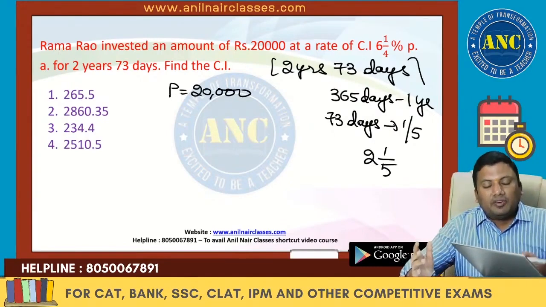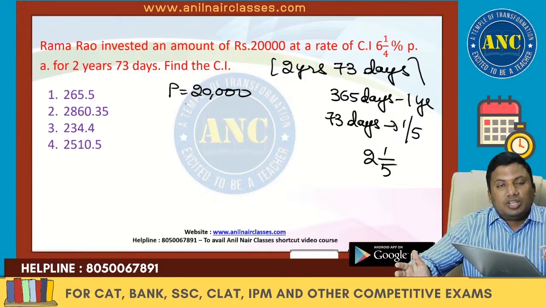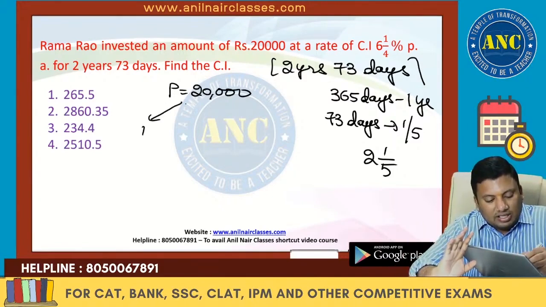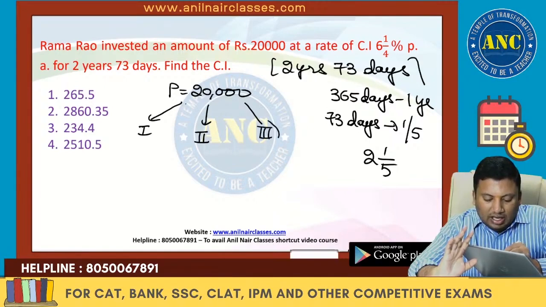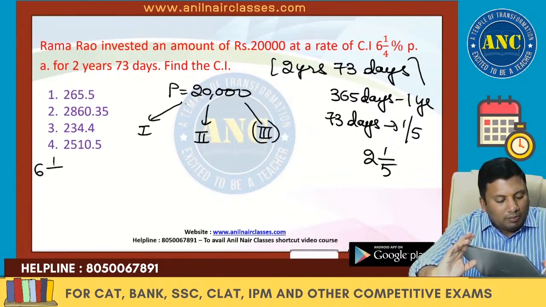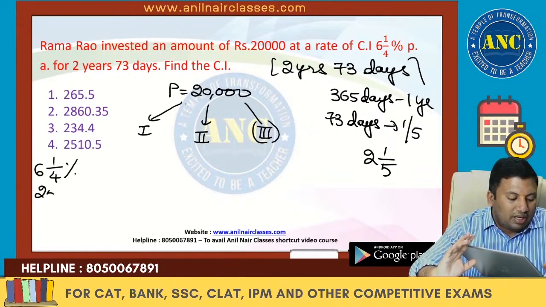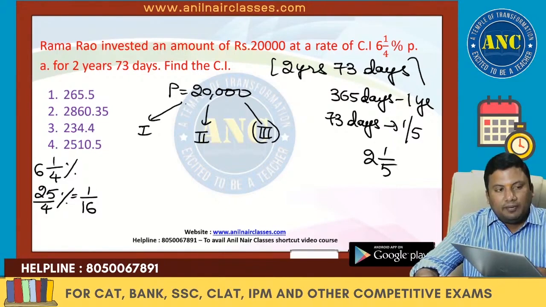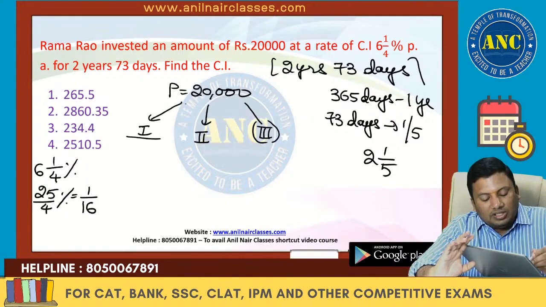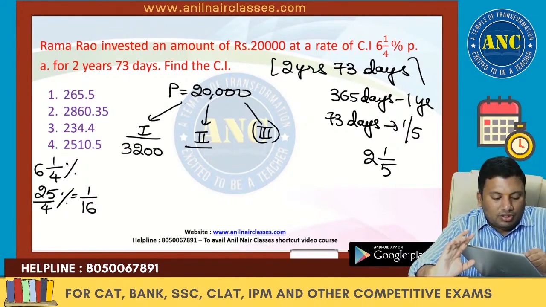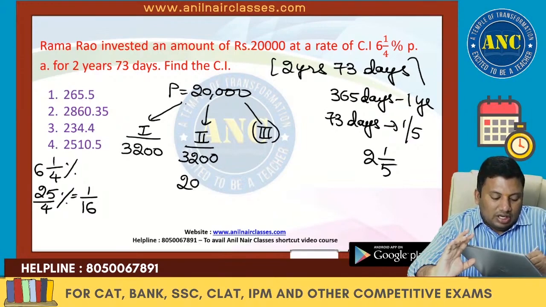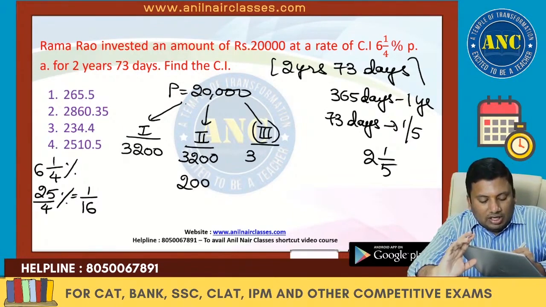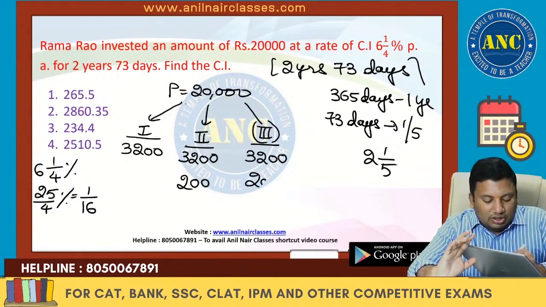So we require 2 1/5 years. I am using the tree method because the successive change method I already discussed in the previous classes. It is the first year, the second year, and the third year, where I require only 1/5. 6 1/4 is 25/4 percentage, which is nothing but 1/16. 1/16 of 20,000 is 3,200. Here also it is 3,200. 1/16 of 3,200 is 200.